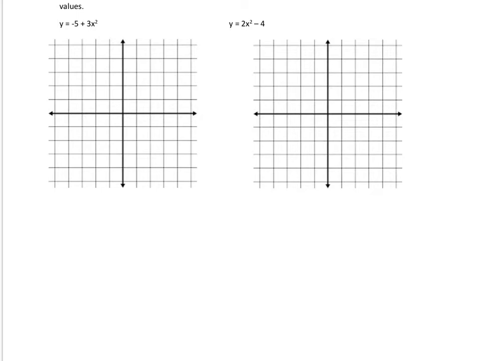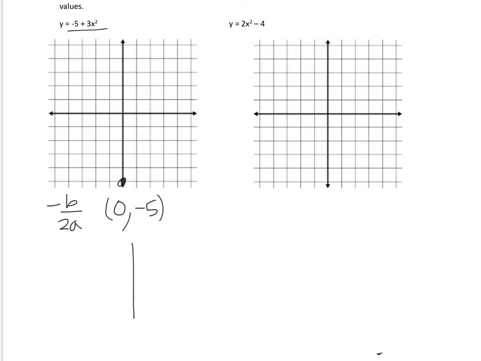So I'm going to find the vertex and do opposite b over 2a. If I look, there's not a b term, so b is 0. So it's going to be 0, plug in 0 for x, and you get -5. So the vertex is right here, and it opens up.